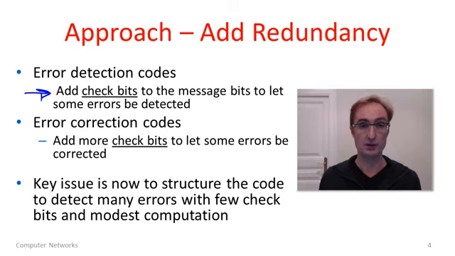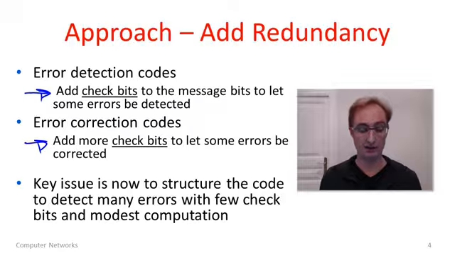On the other hand, we could pursue error correction codes. In these schemes, we'll add check bits also, but usually more check bits, so that at the other side we can look at the structure of the message, see that something's wrong, and take a good guess as to what the message was, and thereby correct some of the errors.